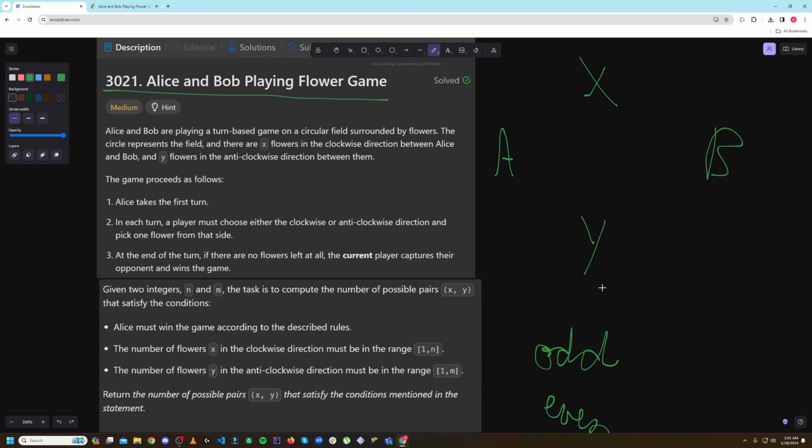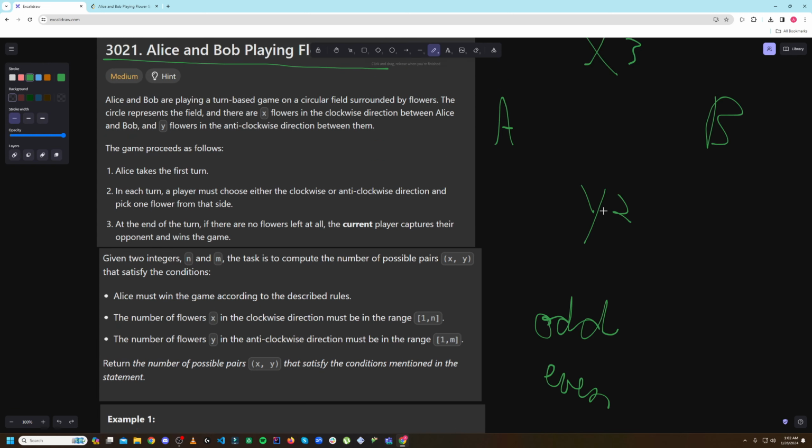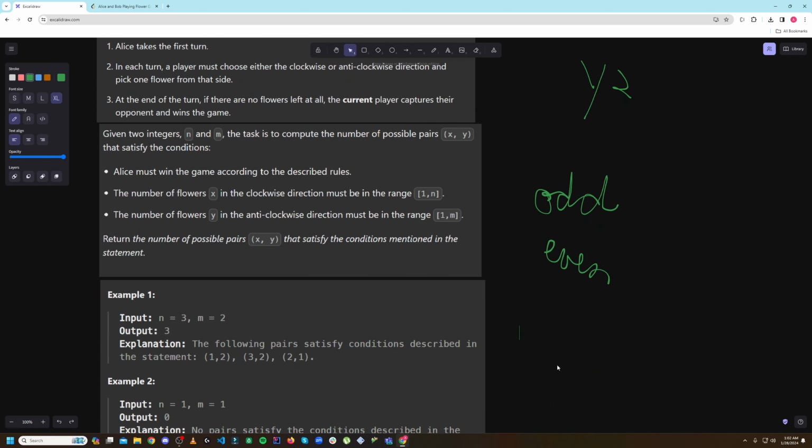For example, let's just say we have 3 and 2 here, an odd total. Alice will pick one, doesn't matter which one. Let's say she picks here, that would be 2. Bob picks 1, Alice picks 0, Bob picks, and then Alice picks. So if there's an odd total, Alice will get the last flower and win. And if there's an even total, Bob will get the last flower and win. So now we know for sure: if odd total, Alice wins. If even total, Bob wins.